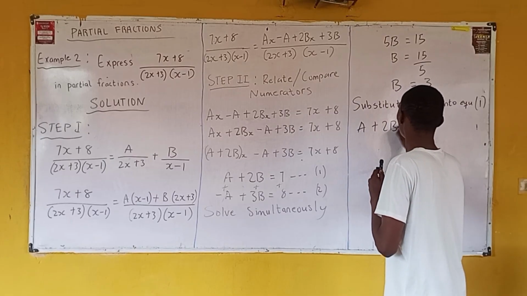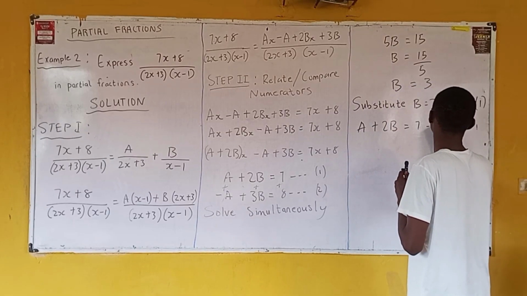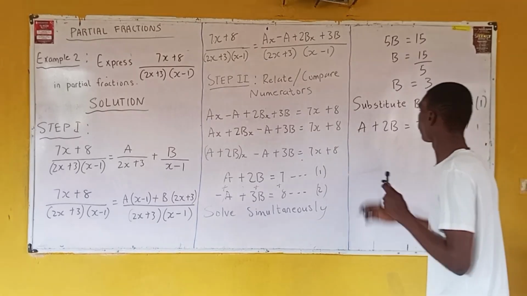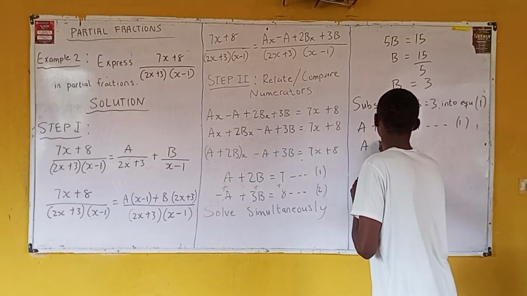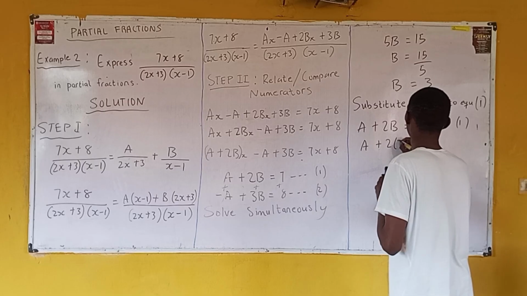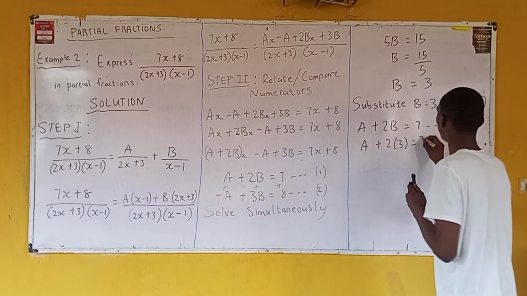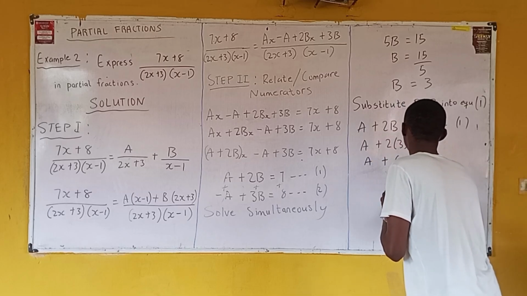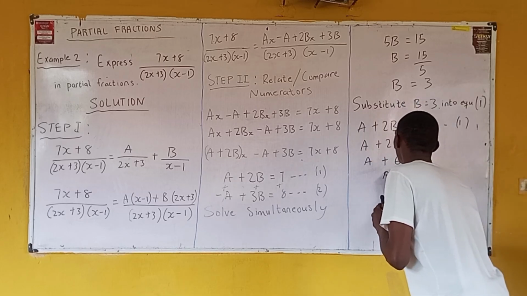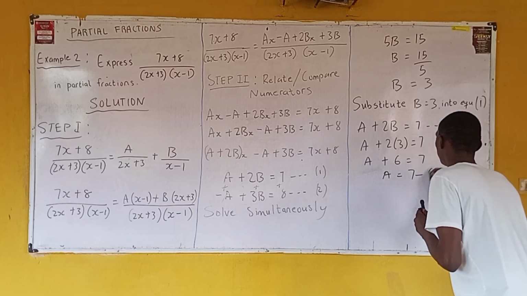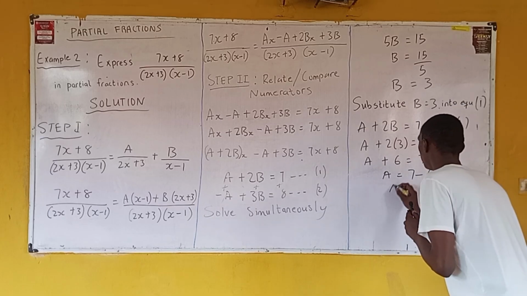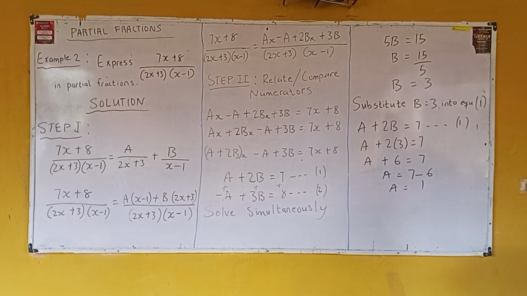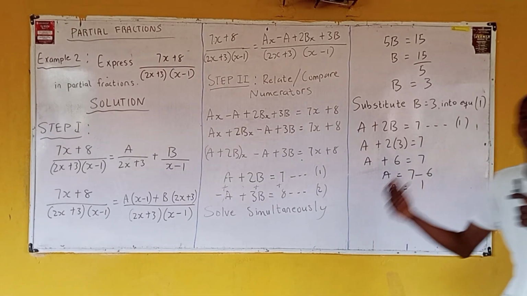So by doing that, we have equation 1 to be a plus 2b to be equals to 7. Equation 1, right? So therefore, a plus 2 open bracket 3 will be equals to 7, right? Then a plus 6 will be equals to 7. So a will be equals to 7 minus 6, which we know a will be equals to 1.